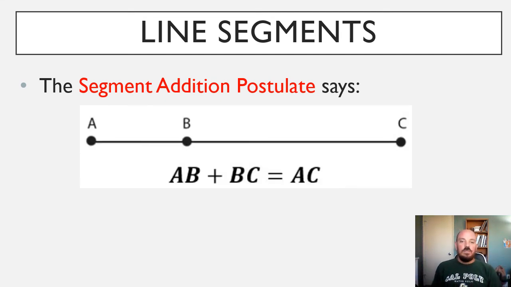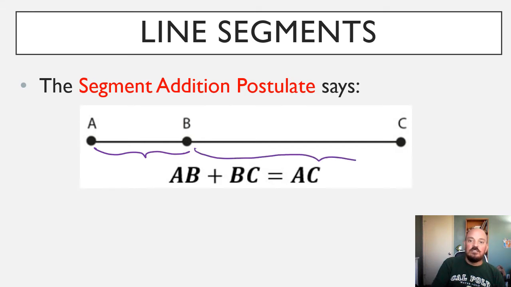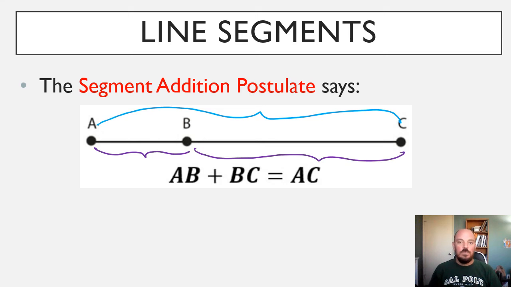Now, here's what it says. In this picture right here, I have a line segment with 3 points on it, A, B, and C. And it says AB, which would be this, plus BC, which would be this. And remember, since I didn't put a line over them, I'm actually talking about a number, like the length of each one. Now, AB plus BC equals AC, which is the whole thing. All of that. Pretty obvious, right?